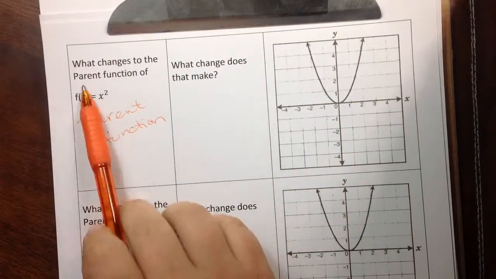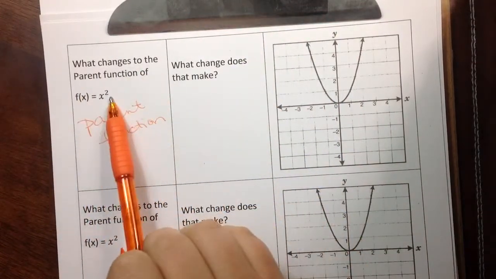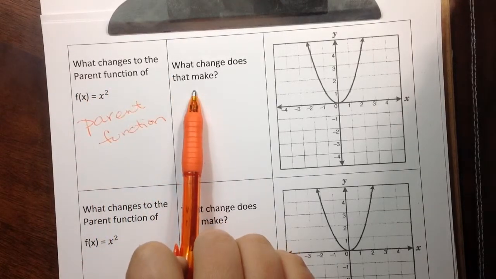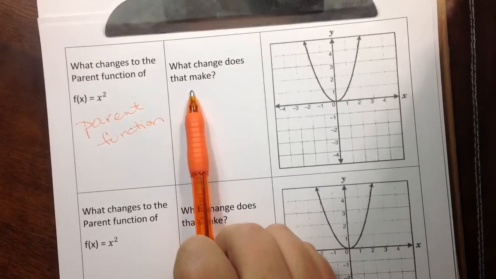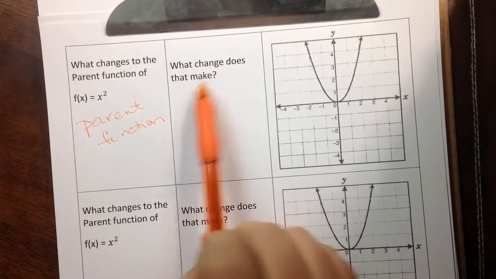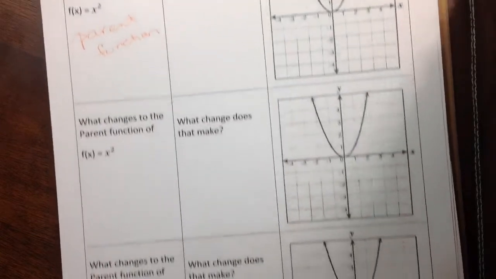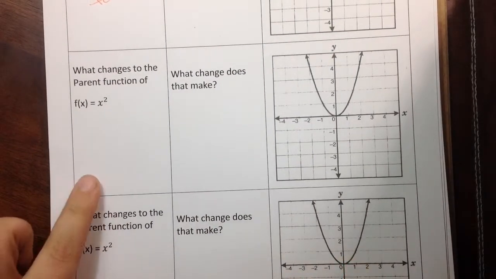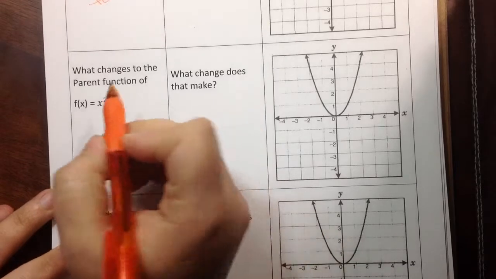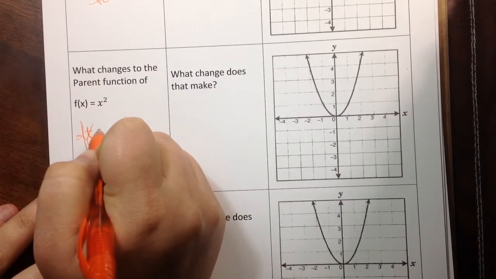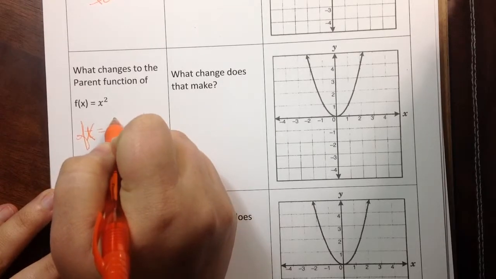So what we're going to do today is go over what change is going to happen to this parent function. What does that change make it do verbally and in an equation? And then how does it change looking on a graph, okay? So we're going to take our first problem. Here's our parent function. The first thing we're going to do is change it a little bit.